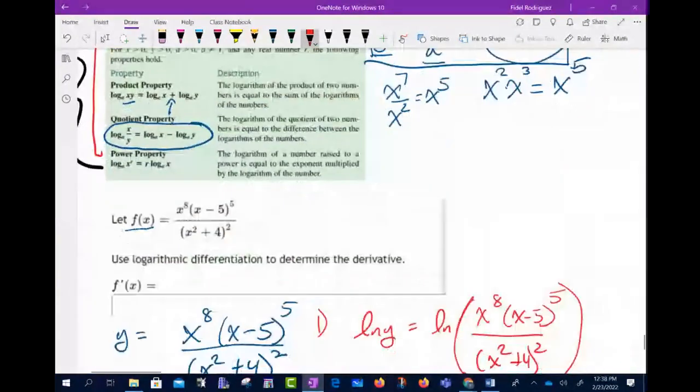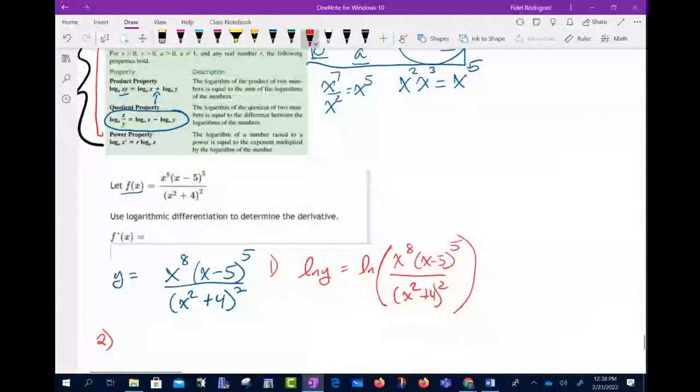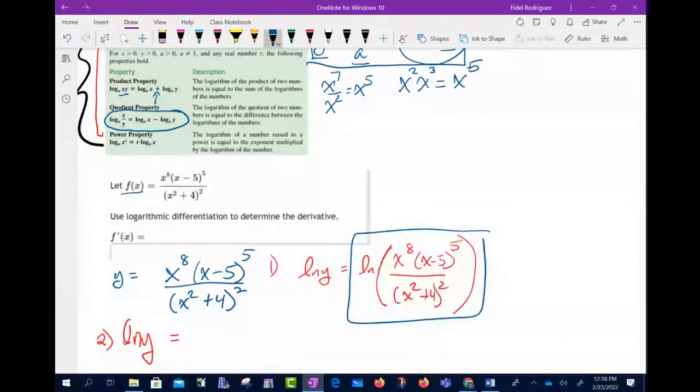So let's do this. Let me zoom out again just so I can see a little better. On the left, I'm going to leave the natural log of y. But on the right, I want to expand this guy right here, okay? Everybody agree that these two, the x to the 8th and the x minus 5 to the 5th, are being multiplied? So look at this first property of logarithms. It says if I'm multiplying them, I can write this as two different logs being added.